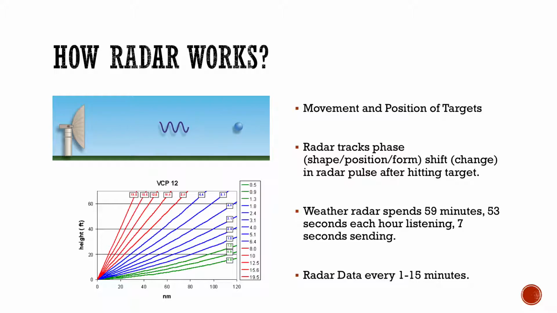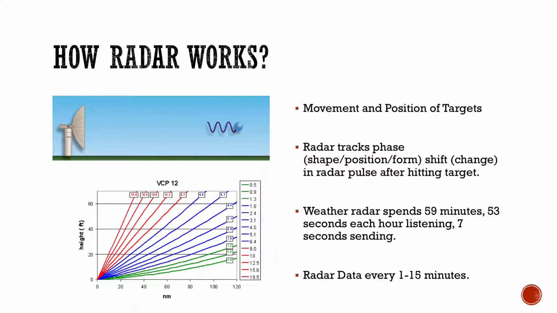So that pulse that's going out will hit an object and then send information back to the radar, and that information is looking at the movement and the position of the target that the energy hit. So the radar tracks something called phase shift in the radar pulse after hitting the target. Basically it's looking at how that pulse changed shape, position, or form after it hit the target. That change is then figured into different computer algorithms, and the output is how heavy the rainfall is, and the shape, the size, and the intensity of that target.